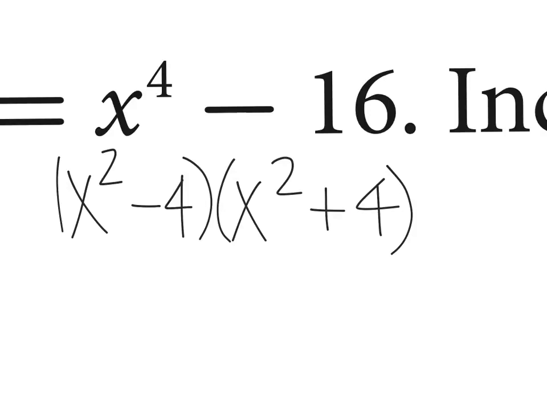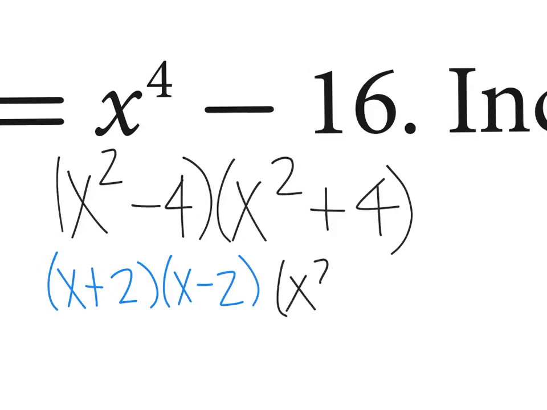It factors nicely. x plus 2, x minus 2, and then x squared plus 4. Okay, and I can't factor x squared plus 4. That one doesn't factor. Well, I need to solve this now because we factored as much as it can be factored. So starting with the first one, x plus 2. That one's easy.